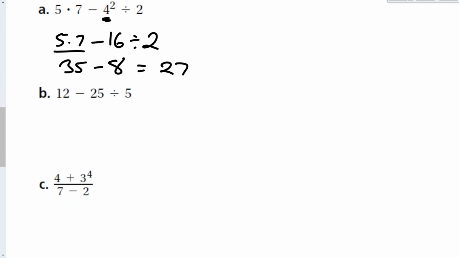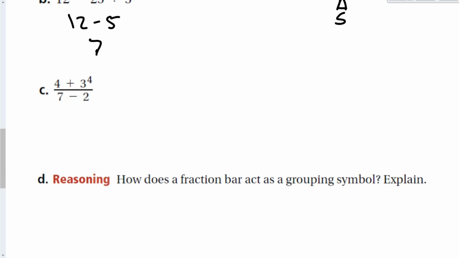In part B, division first, right? Remember PEMDAS. Okay, so division before subtraction. Okay? So when we try to figure this out, we have 12 minus 25 divided by 5 is 5, and 12 minus 5 gives me 7. Whoops, 7.